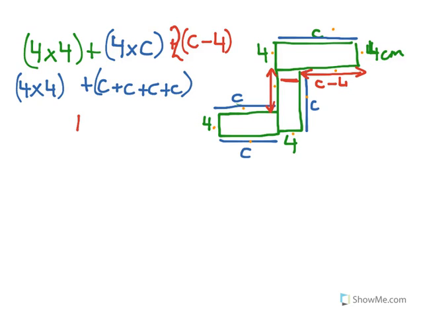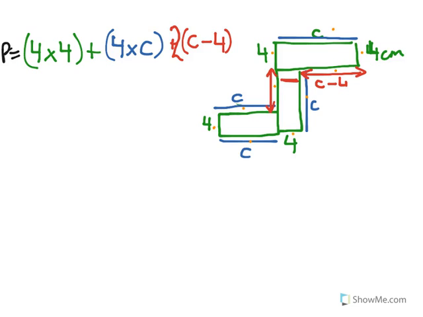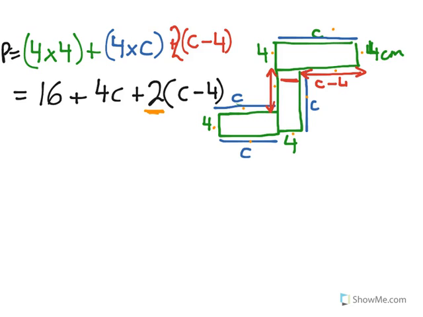Okay, so now that I've worked out all the different sides, the perimeter of my figure will be 4 lots of 4, which is 16, plus 4 lots of C, which I would write as 4C, plus, and what do I do here when I've got these 2 lots of C minus 4? Well, what I do with that is I take the 2 in front of my bracket and think that this 2 has to be multiplied by everything that's inside the bracket.